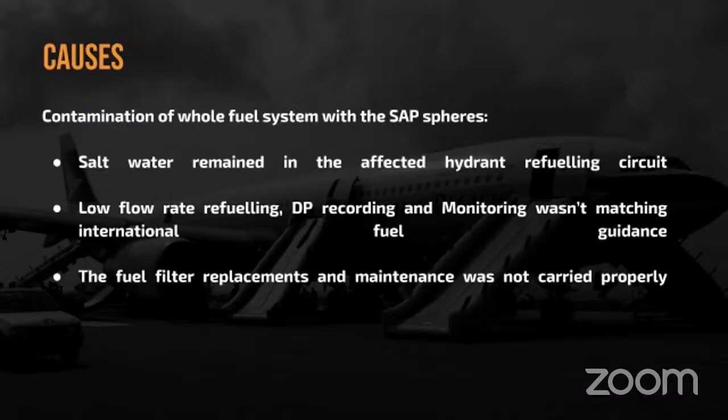From the analysis, it was evident that the primary cause of the accident was the accumulation of SAP sphere in the fuel system due to salt water. The reasons for salt water entering the fuel are the presence of salt water in the hydrant refueling circuit due to lapses during the extension work. The rate of refueling was low, not as per the latest guidelines, due to which the differential pressure limits could not be monitored properly. It further led to lapses in proper replacement and maintenance schedules of the fuel filter.